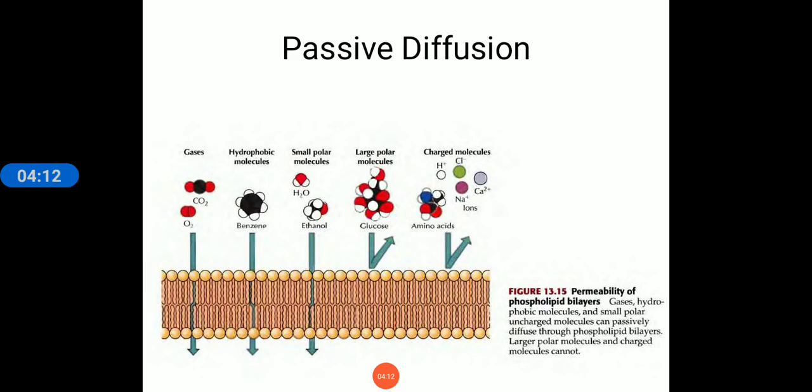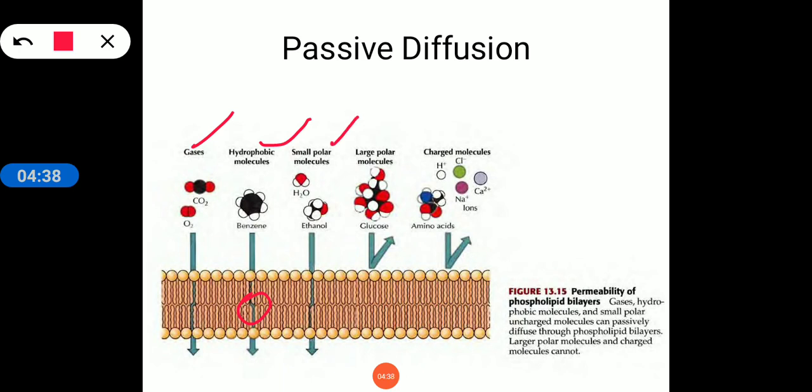Here this diagram shows the semi-permeable nature of phospholipid bilayers, that is, the plasma membrane. We can see that gases can easily pass through the plasma membrane by simple diffusion. Hydrophobic molecules like benzene can also pass through the hydrophobic interior of the plasma membrane. Small polar molecules like water and ethanol can also pass through. But large polar molecules and charged molecules, like amino acids and various ions, cannot pass through the plasma membrane through diffusion.